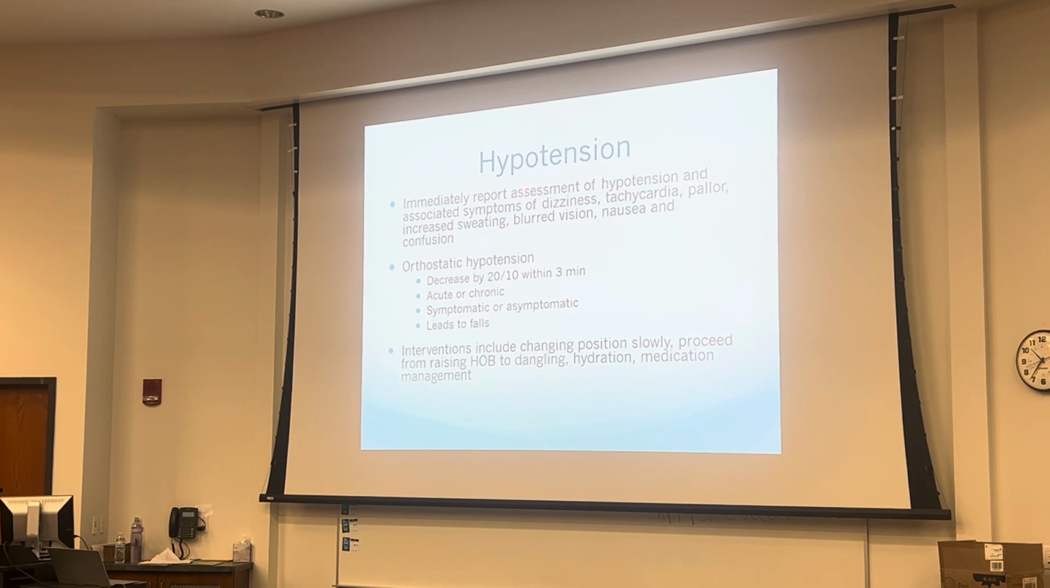Okay, so interventions then for low blood pressure or the orthostatic low blood pressure, we're always, with all of our patients, going to change position slowly just to prevent falls and dizziness. And we want to take it in steps, so we wouldn't just say, jump out of bed. We would raise the head of their bed a little bit first, give them a second, and then dangling is just having them sit at the edge of the bed so they can collect their equilibrium. Hydration is always going to help if they are dealing with low blood pressure, and then just being aware of what medications they're taking and what side effects to worry about.